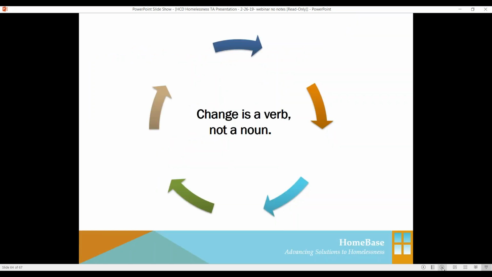And the next slide. I think this is an important slide because change really is a verb, not a noun. This is an ongoing process ensuring that Housing First is implemented throughout the community, and it's not a one-time endeavor. Next slide.